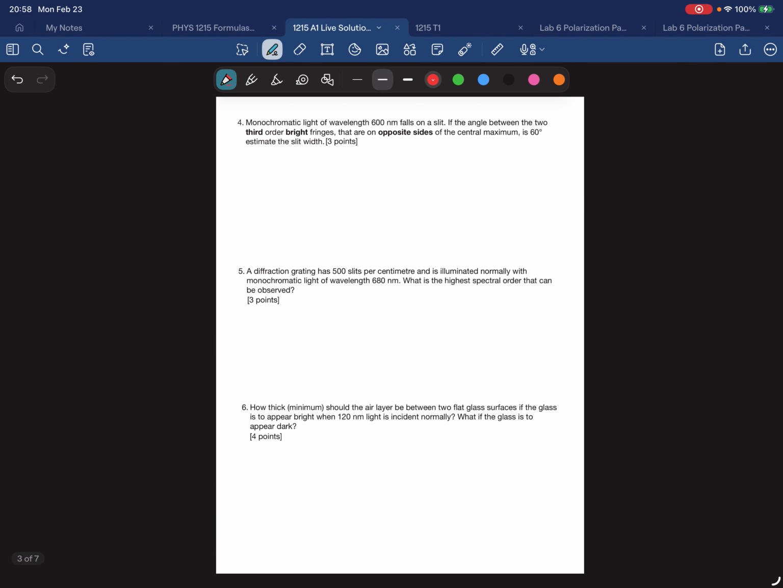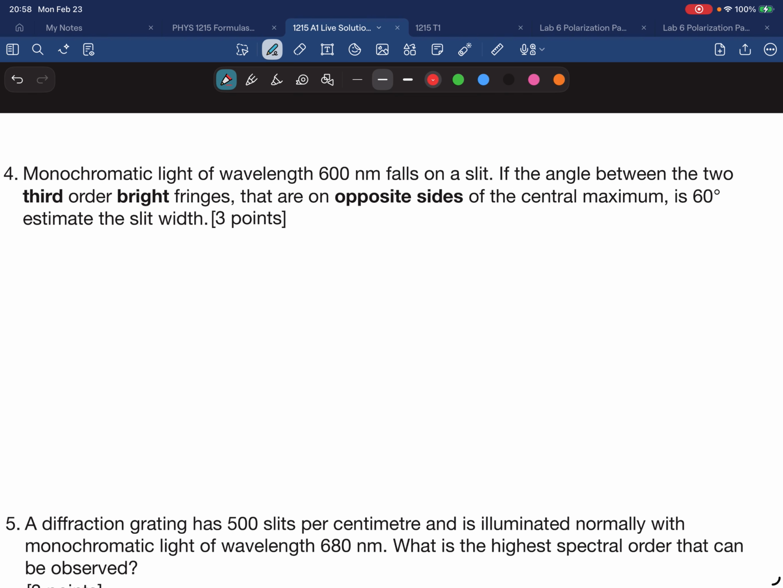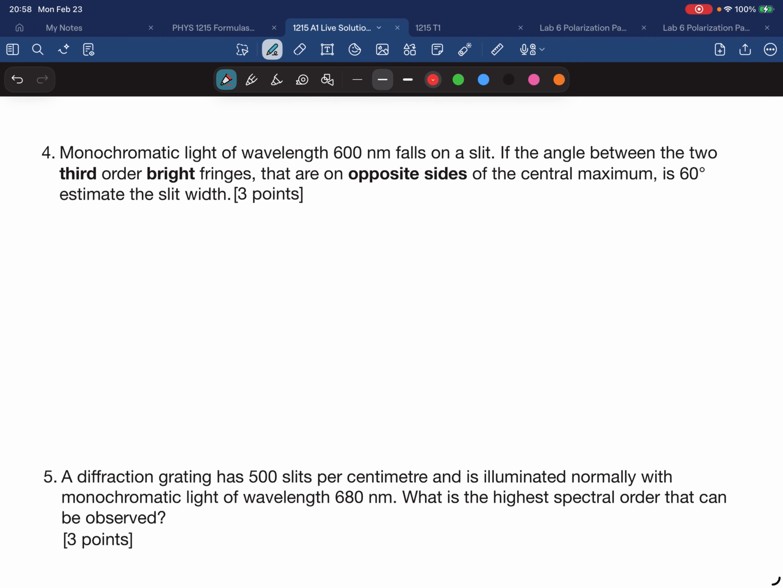Moving on. Question 4. Now, the wording on this version that I'm currently solving has been edited. A few of us talked in class and worked on the wording a little bit so that hopefully it makes a bit more sense to everybody. So if this question 4 looks a little different to you, that's why.